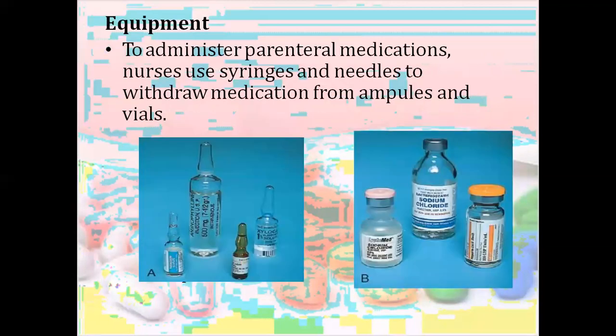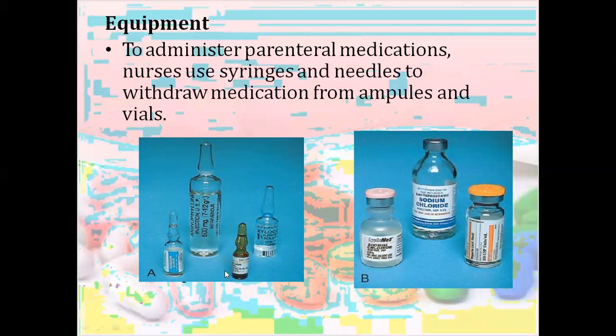Then what all equipment we require for preparing the medicine. To administer parenteral medication, nurses use syringes and needles to withdraw medication from ampoules and vials. मतलब whenever we prepare an injection, the nurses will use a syringe and needle. क्यों use करते हैं? To withdraw medication. किससे withdraw करने के लिए? It will be withdrawing the medication from ampoules and vials.